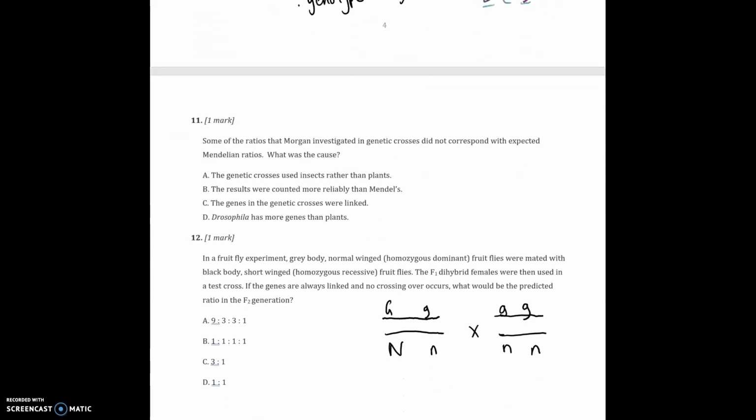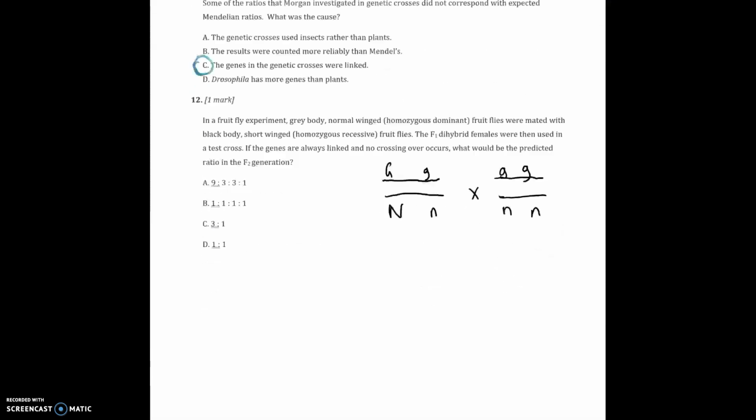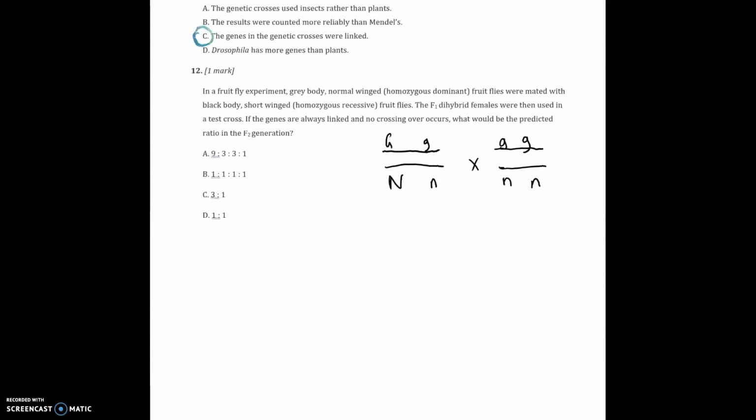In question 11, this is just a factual recall question, and the answer is that the genes are linked. That's what Morgan discovered. And then question 12 was one very few people got right, I think just because you hadn't fully read the question.